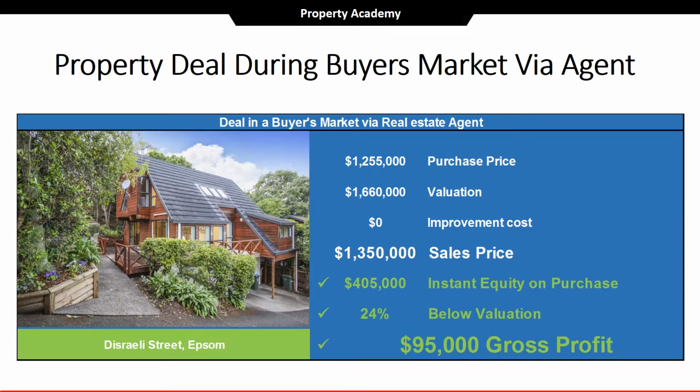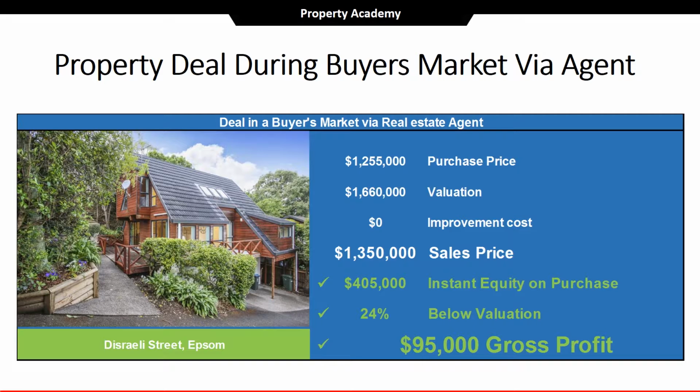So the next deal we're going to be looking at is a deal that I've done in Disraeli Street in Epsom, and it's a deal that's actually been featured on the media. So if you Google this deal, you will find it. Essentially this deal was done in a buyer's market. So the main difference again, guys, is a buyer's market has less bidders or less competition of buyers, and it's a little bit more difficult for the vendors to offload the property because there's not as many people that have obtained finance and are ready to go out and start bidding or buying properties.